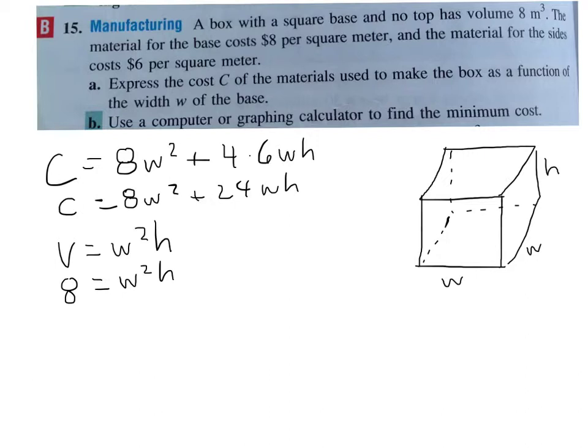Now if we solve for H by dividing both sides by W squared, we'll get H equals 8 divided by W squared. Now what we can do is take this value of H and plug it back in where the H was in the equation for the cost.